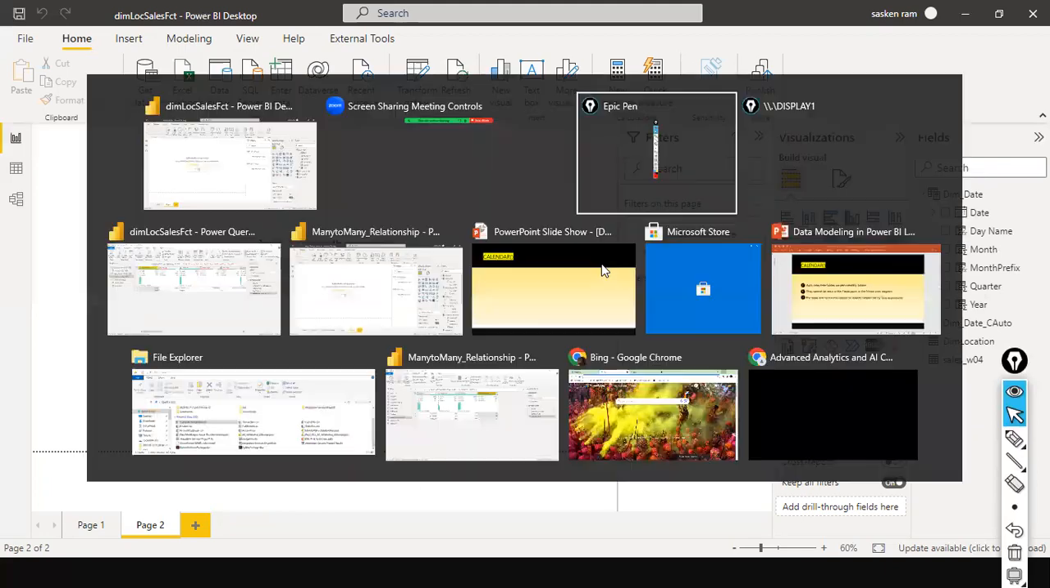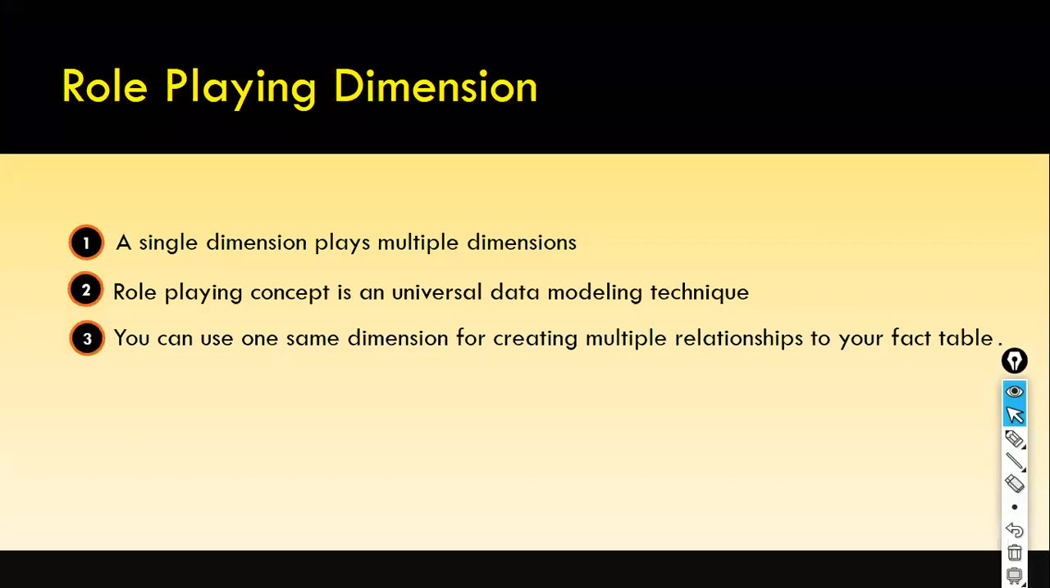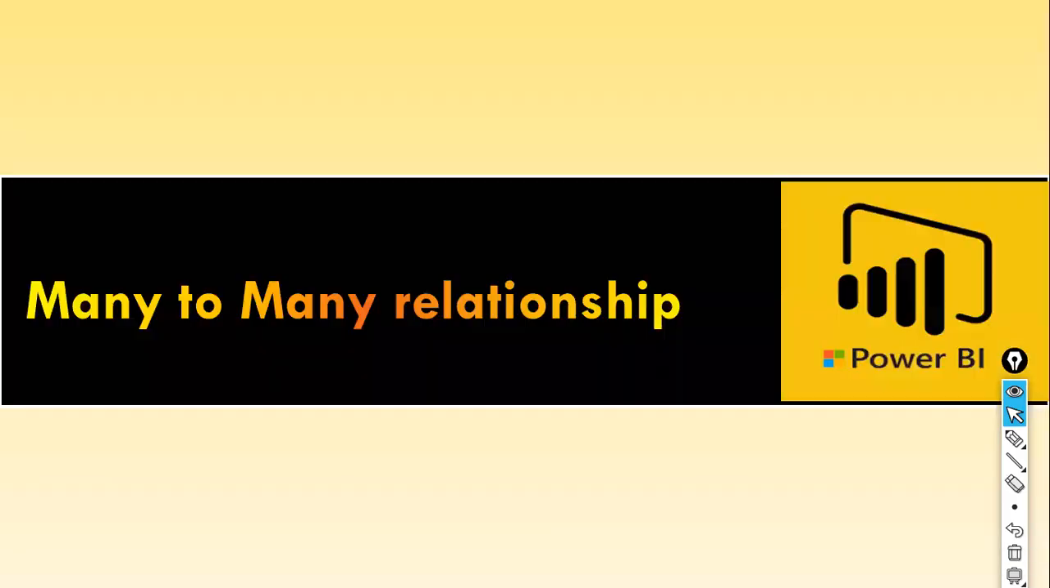Okay, next one is the role-playing dimension we already discussed. We discussed the star and snowflake schema. Fine, all right.